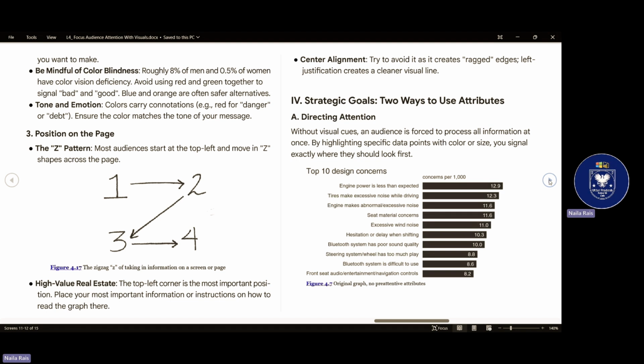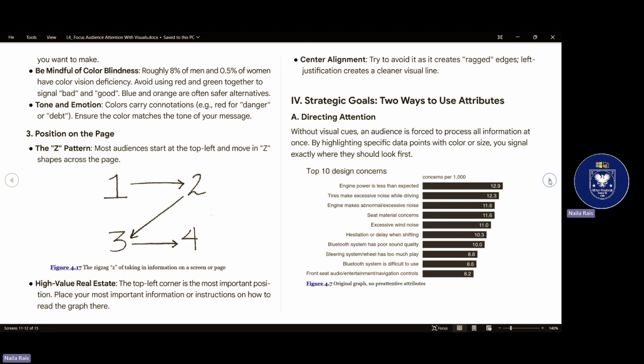Be mindful of color blindness. Roughly 8% of men and 0.5% of women have color vision deficiency. Avoid using red and green together to signal bad and good. Blue or orange are often safer alternatives. So when we are creating these charts, we need to think about this as well, like our charts should be accessible.